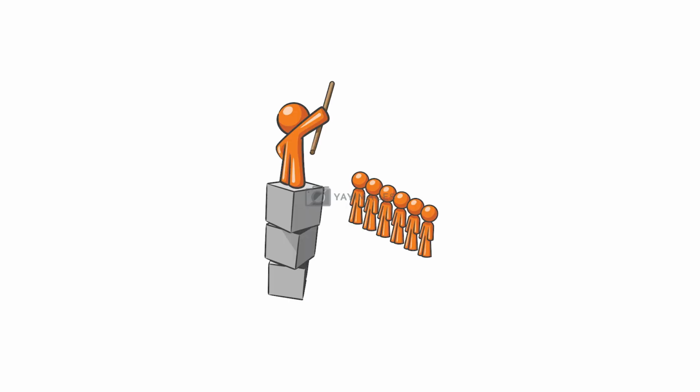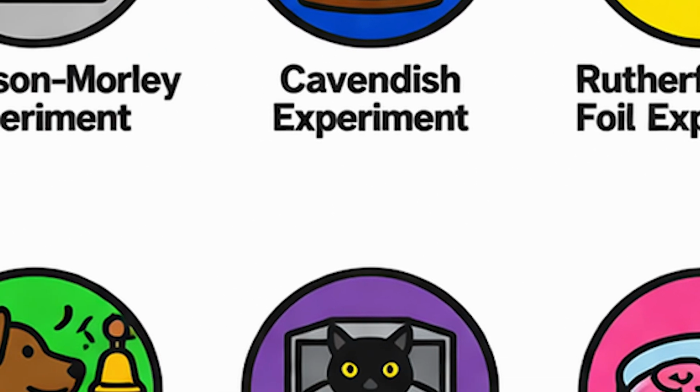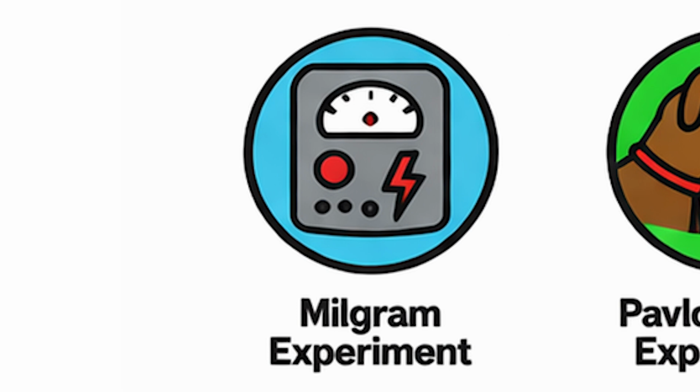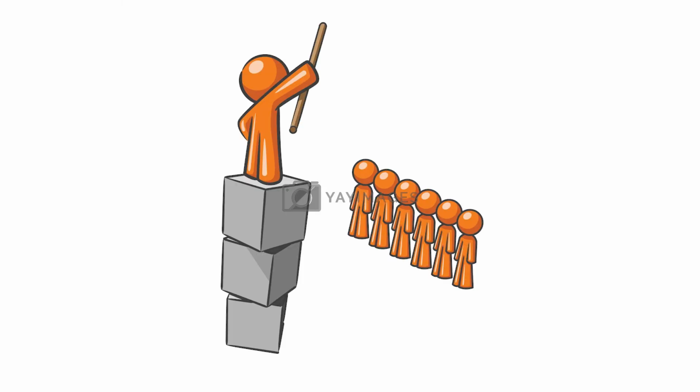It revealed how strongly human behavior can be influenced by roles and environments, rather than just personality. Milgram experiment. This experiment was designed to understand obedience to authority.